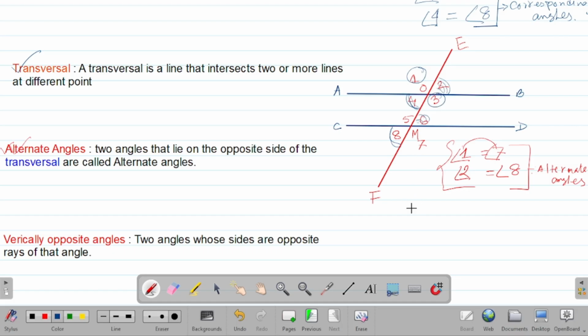That means angle 1 is equal to angle 3, and angle 2 and angle 4 are also vertically opposite angles for the same reason. So these two pairs of angles are vertically opposite angles.